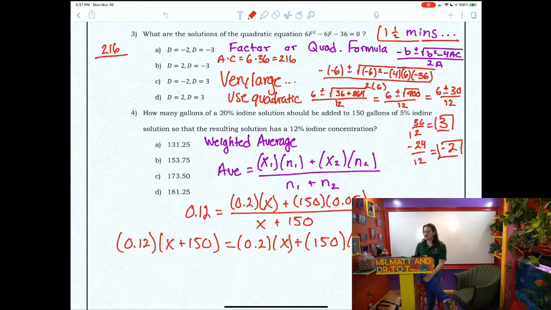So simplifying, that turns into 6 plus or minus the square root of 36 plus 864. 36 plus 864 is 900. So that's really 6 plus or minus the square root of 900, which is 6 plus or minus 30, quantity divided by 12. 6 plus 30 is 36. 36 divided by 12 is a positive 3. 6 minus 30 is a negative 24. Negative 24 divided by 12 is a negative 2. So our answer here is going to be a positive 3 and a negative 2, which is answer selection C.